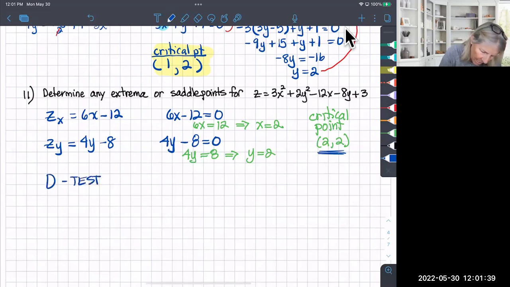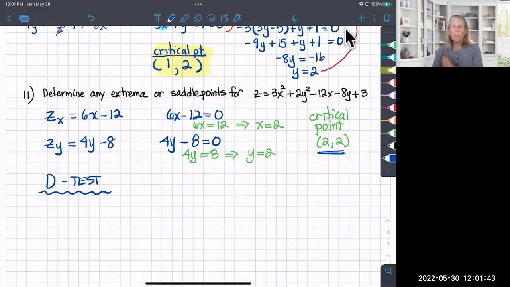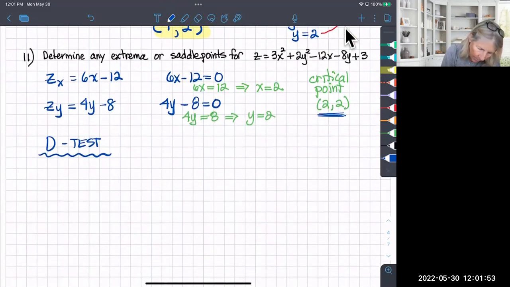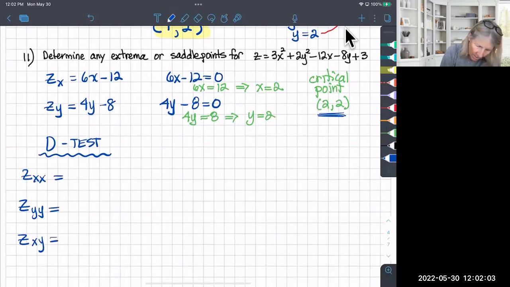Again, I'll probably give you an application form of the problem, but it's all the same work. It's just that maybe (2, 2) represents a number of, I don't know, nails and hammers or something. So let's get the D test. For that, we need our second derivatives, and then we will run them through a little formula. So take a minute, get your second derivatives here.